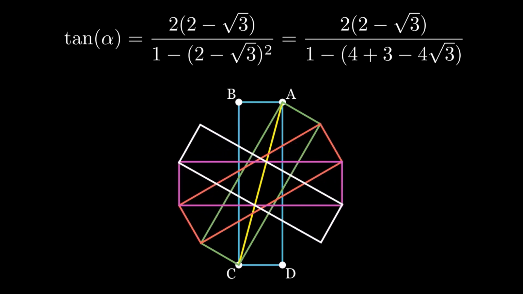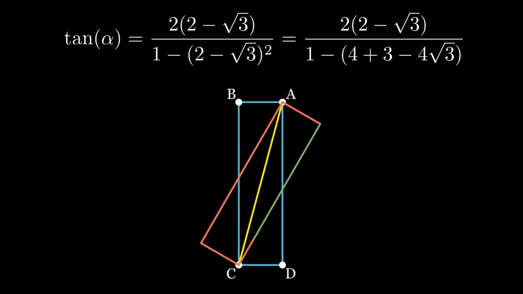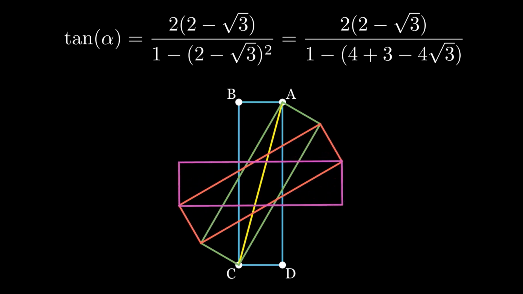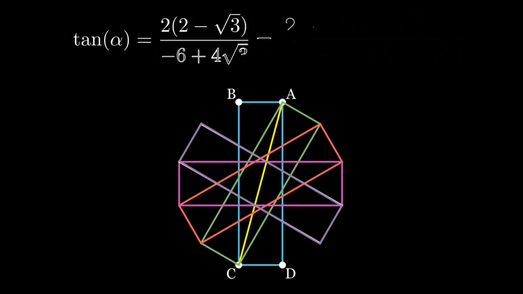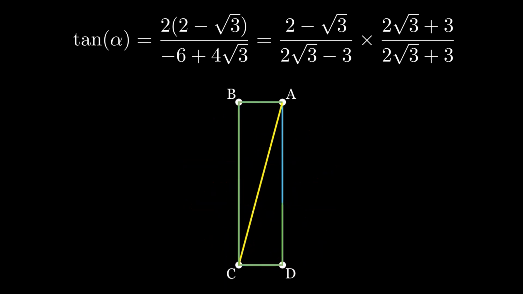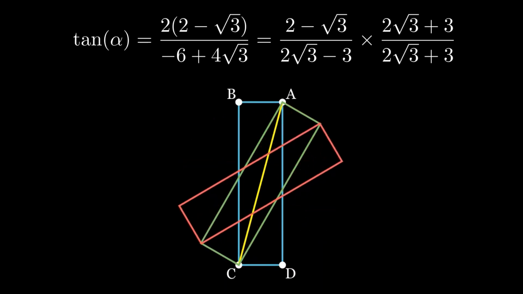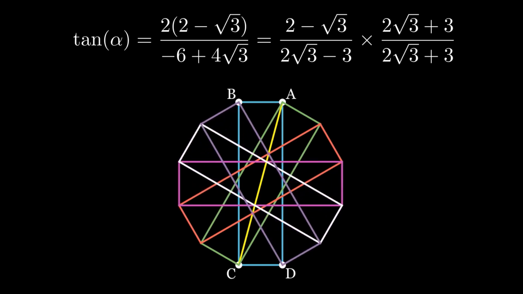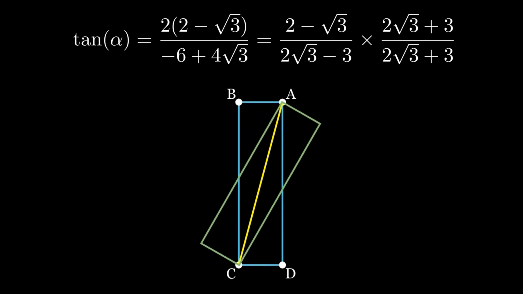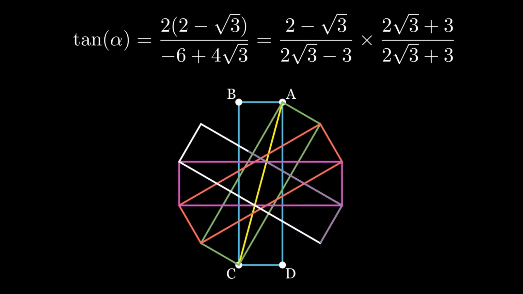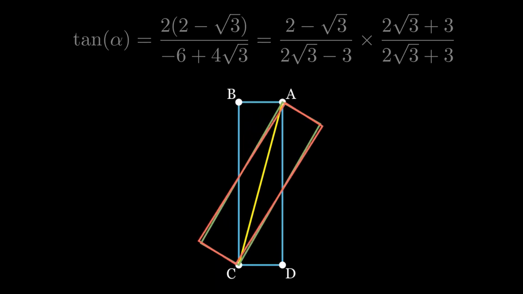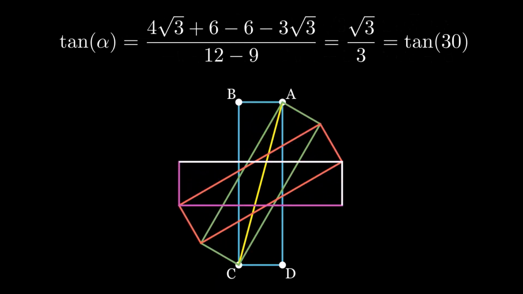Simplifying, this becomes 2 times the quantity (2 minus the square root of 3), divided by 1 minus the quantity (4 plus 3 minus 4 times the square root of 3). We then simplify further. Tan of alpha equals 2 times the quantity (2 minus the square root of 3), divided by negative 6 plus 4 times the square root of 3. This simplifies to the fraction (2 minus the square root of 3) over (2 times the square root of 3 minus 3), multiplied by (2 times the square root of 3 plus 3) divided by (2 times the square root of 3 plus 3). Finally, simplifying again, we recognize the angle.